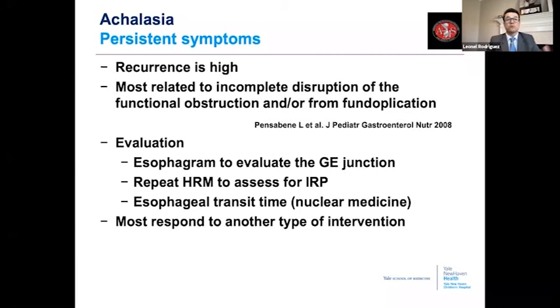So in other words, what we typically do in pediatrics is that those that had surgery and fail will undergo dilation afterwards, and those that undergo dilations and fail will undergo surgery afterwards. The success rate is significantly high. In general terms, we believe that this is a decently benign condition.